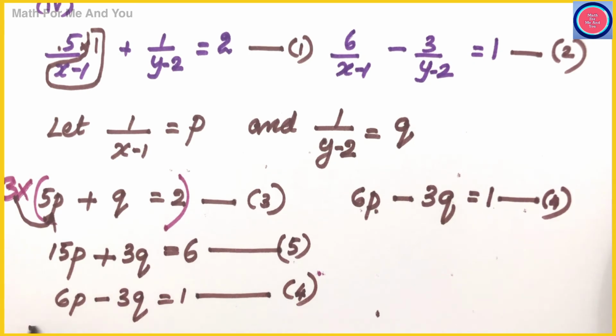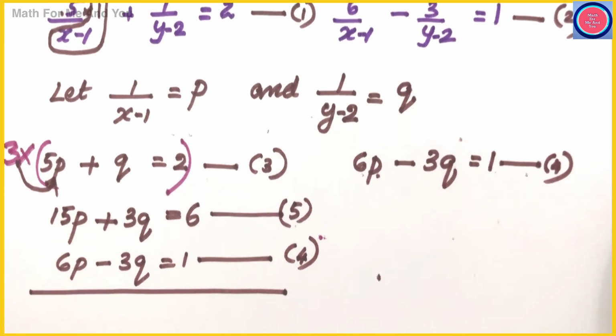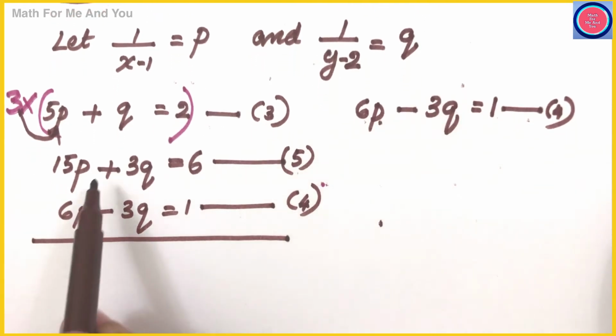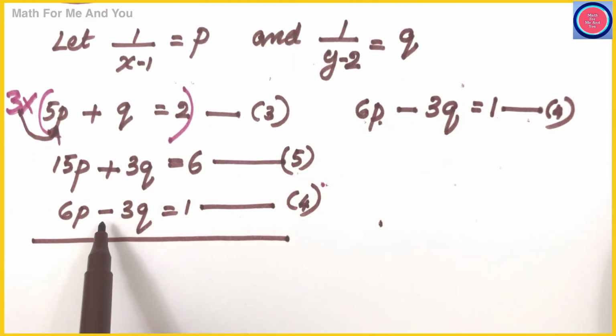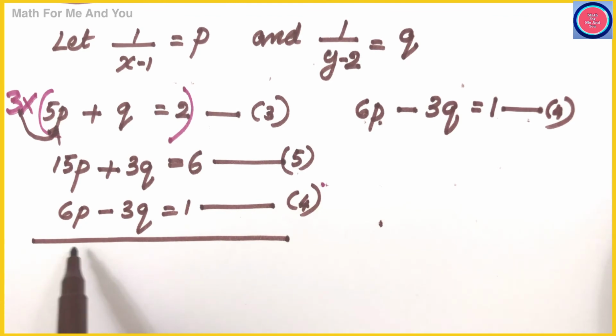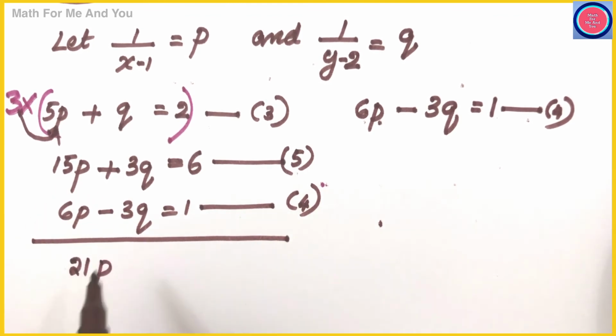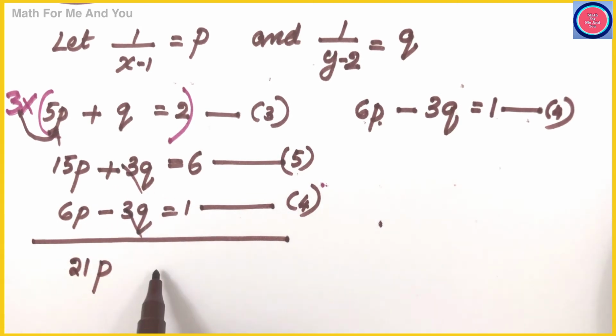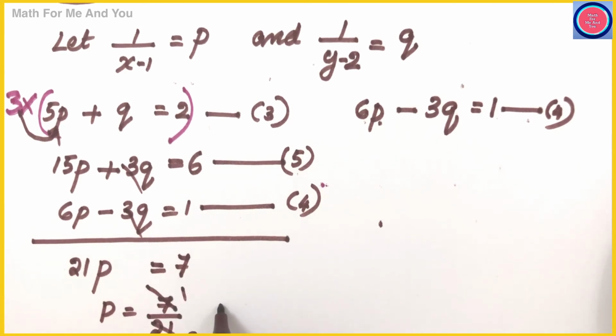And now we are going to eliminate q. How can we eliminate? One coefficient is positive 3, the other coefficient is minus 3. If you add, we can eliminate. That means equation number 5 plus 4, or equation number 4 plus 5. 15p plus 6p is 21p. The q terms cancel, and 6 plus 1 is 7. 21p equals 7. What is p? 7 over 21, that is equal to 1 over 3.